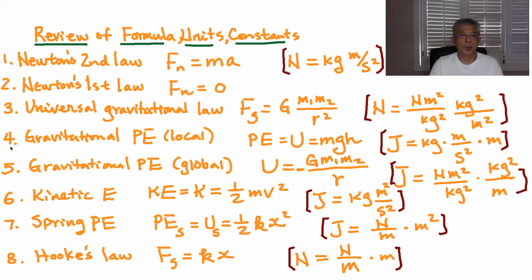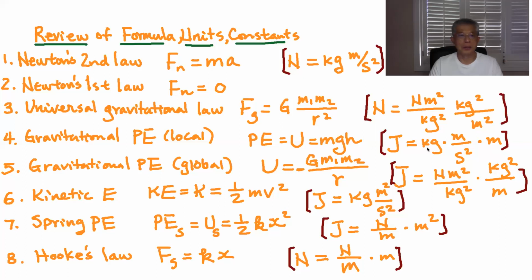Number 4, gravitational potential energy. In the local case, when g is constant, PE is short for potential energy, U is short for PE, and it is equal to mgh. m is the mass, g is the local gravitational acceleration, h is the height with respect to the reference that you've chosen. So g is typically 10. U is a unit of energy, joule. m is kilogram. g has acceleration units, meter per second squared.